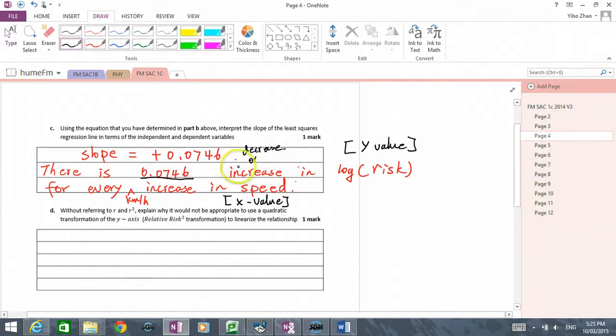You need to write all this down in order to get 1 mark this time. In the end of year exam, this will perhaps be a 2-mark question. So you get 1 mark for labeling the slope, and 1 mark for the appropriate explanation in a sentence.